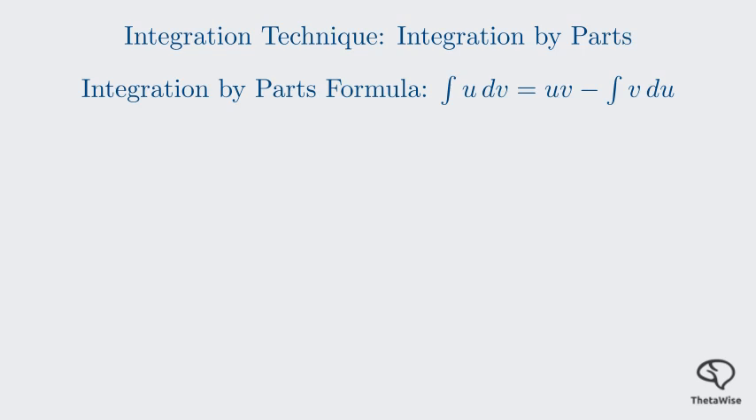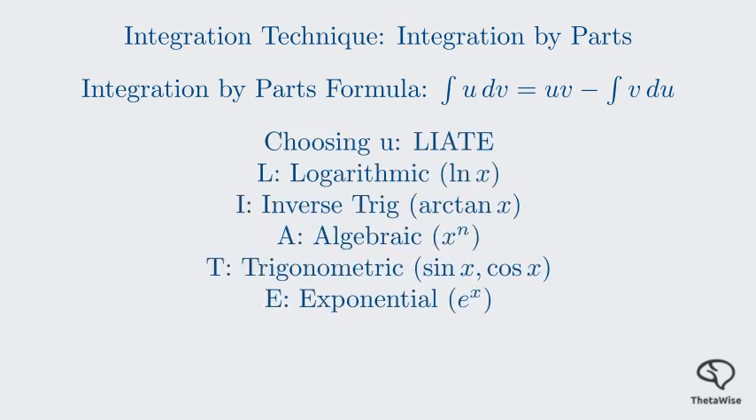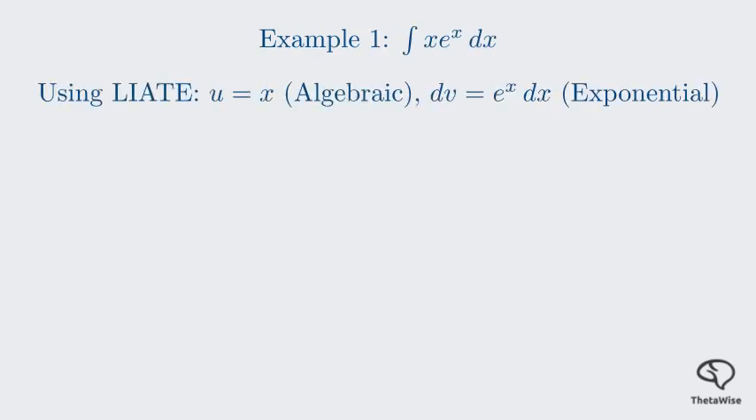A helpful mnemonic for choosing u is LIATE. LIATE stands for logarithmic, inverse trigonometric, algebraic, trigonometric, and exponential. You should choose u as the function that appears first in this list. Let's apply this to a classic example. The integral of x times e to the x. We have an algebraic function, x, and an exponential function, e to the x. According to LIATE, algebraic comes before exponential, so we choose u equals x.